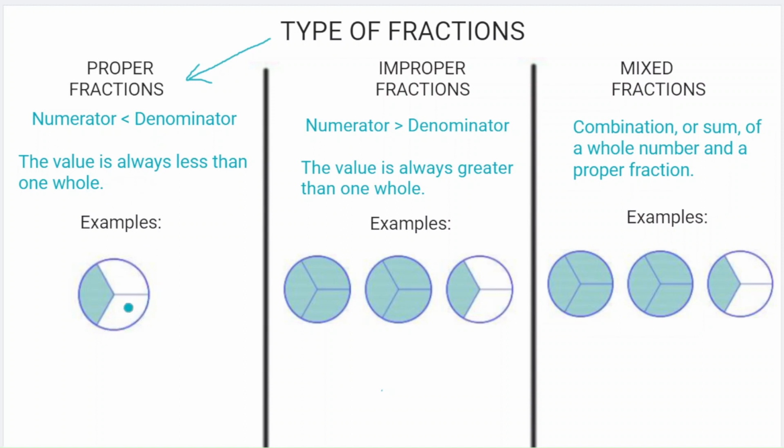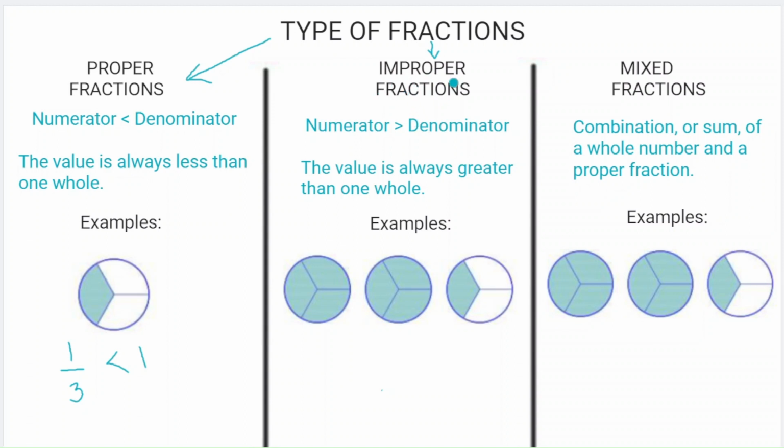Let's see what fraction this image represents. It is one third. So numerator is smaller than denominator and the value of this fraction is less than 1. So one third is a proper fraction. Let's talk about the second type, which is an improper fraction.